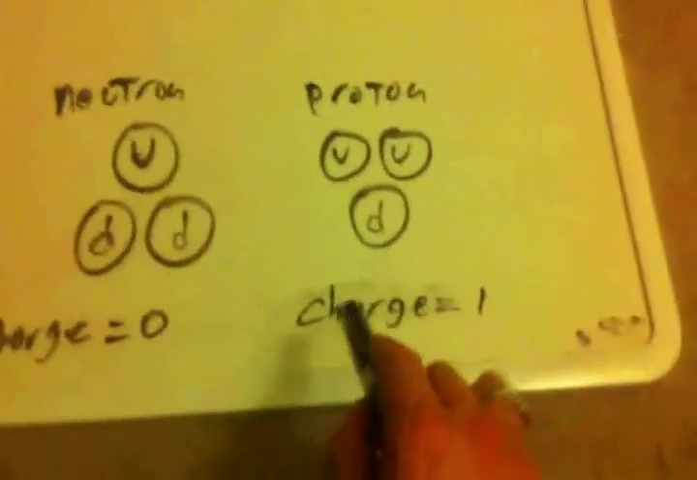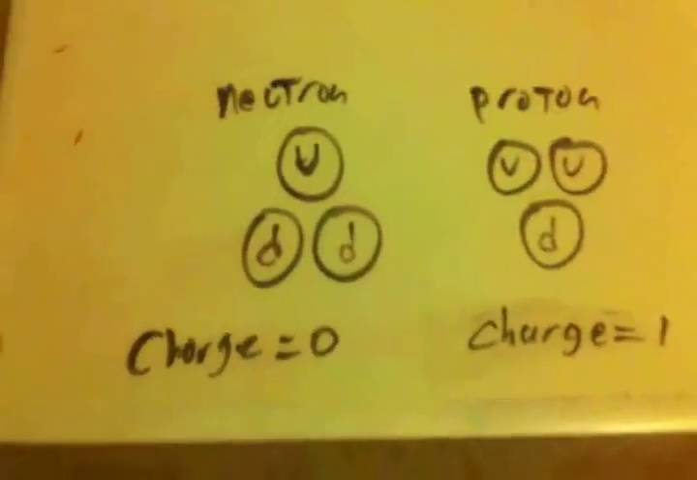Now let me explain to you an interesting little thing about quarks and protons and neutrons. This proton has an electrical charge of 1, neutron has a charge of 0, but wait a minute, how can this add up to 1? That adds up to 0. That doesn't make any sense, right? Well, it does.